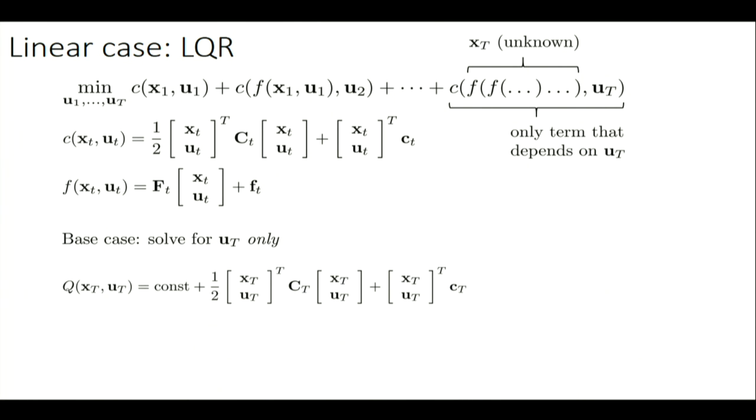So that's the only term that depends on u_T. And let's write down this thing, which we'll provocatively call Q of x, u_T, and why we call that Q will be more apparent later. But for now, this is basically all the stuff in the objective that depends on capital U_T. And it's just the cost of the last time step. So it's some constant plus all the cost of the last time step, which I just substitute in there.